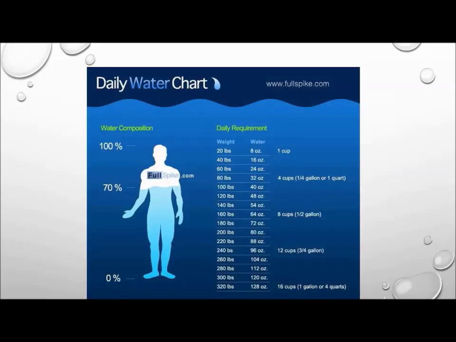Here we can see a daily water chart. This chart tells us the water that we require in our body because we are composed of 70% water. The water we need to drink every day depends on the weight that we have. For example, I weigh 120 pounds, and this means, if you can see in the table, that I need to drink daily 48 ounces of water.